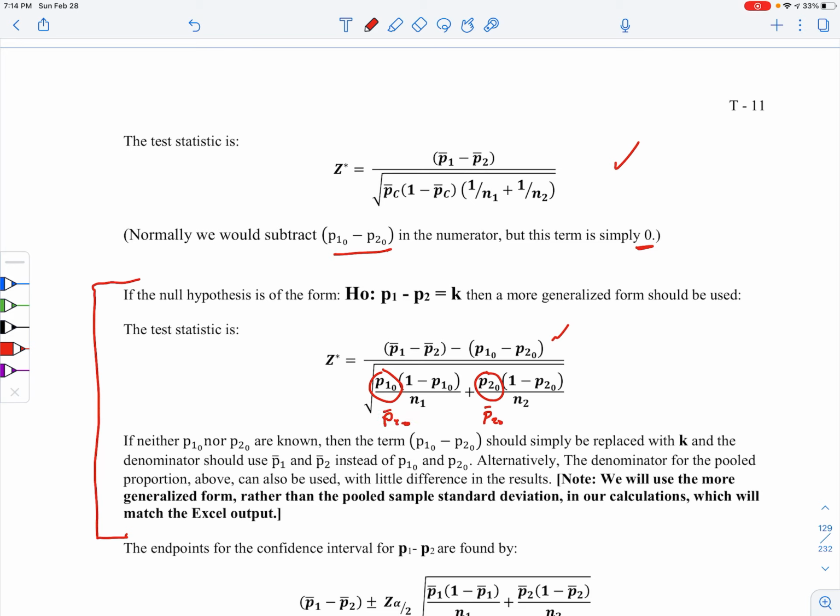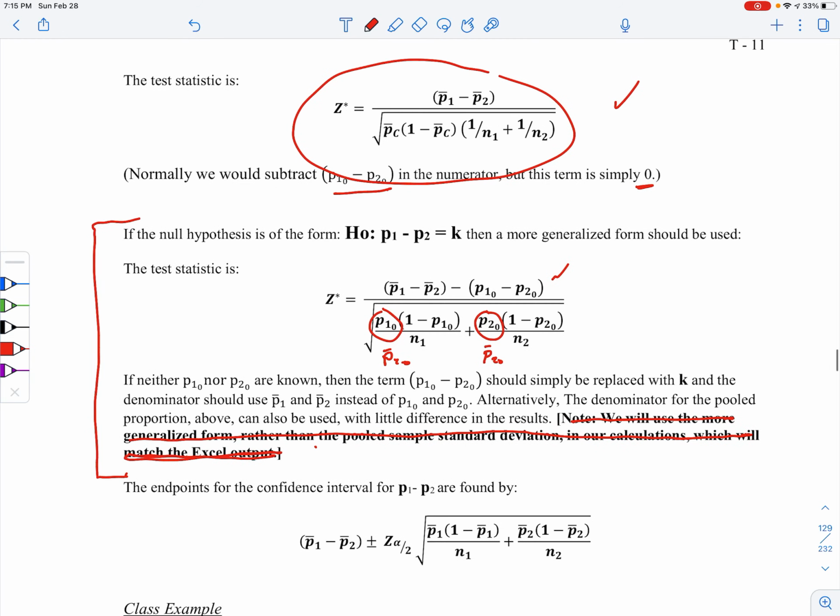Now instead, we're actually going to use this one up here. I've got a statement here that says, rather than using the pooled standard deviation, we'll use the more generalized form. Actually, we're not going to do that, because in the Excel output I do use the pooled standard deviation, so that's a statement I actually want you to take out from there. Okay, so really we're going to be jumping from here down to here now.